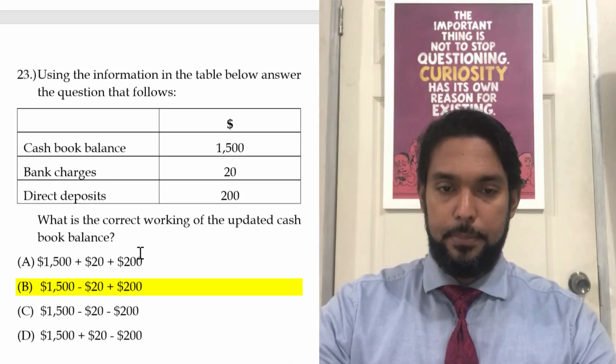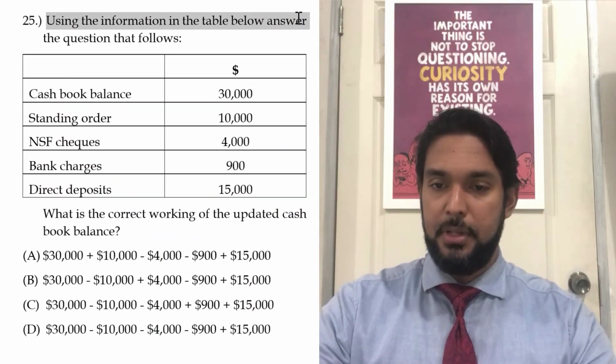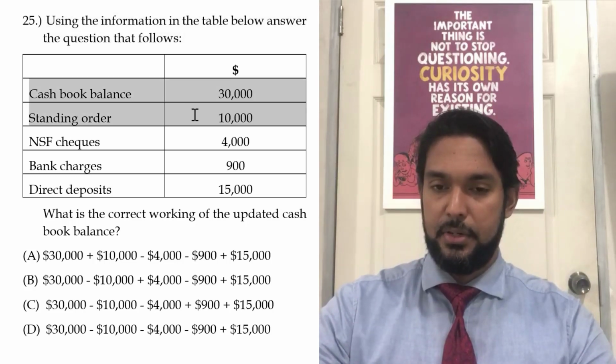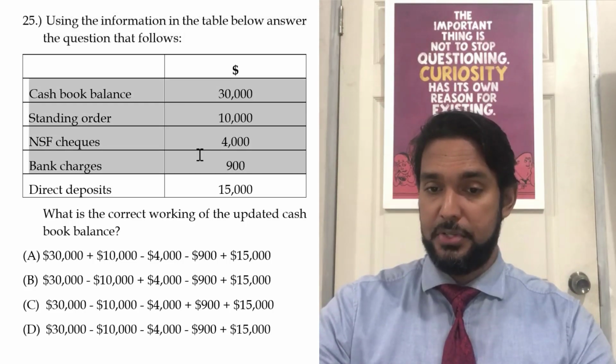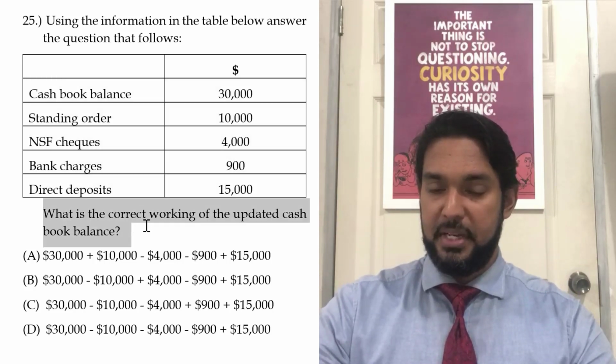Okay, let's scroll back up and go across to number 25. Using the information in the table below, answer the question at 4. Same thing: cash book balance, standing order, NSF checks, bank charges, direct deposits. What is the correct working of the updated cash book balance?